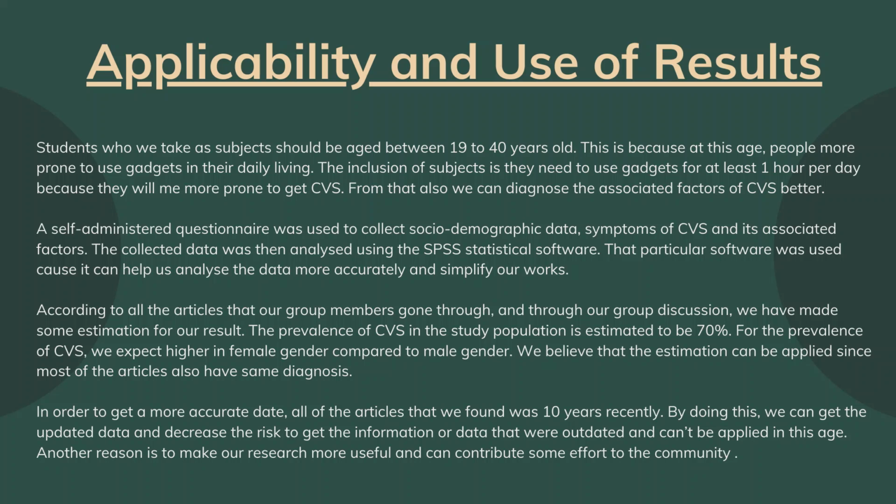Students whom we take as subjects should be aged between 19 to 40 years old. This is because at this age, people are more prone to use gadgets in their daily living. The inclusion criterion is that they need to use gadgets for at least 1 hour per day. This is because they will be more prone to get CVS. So from that, we can also diagnose the associated factors of CVS better.